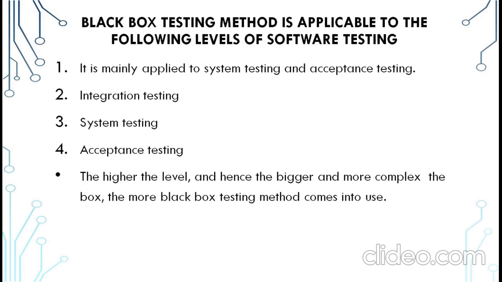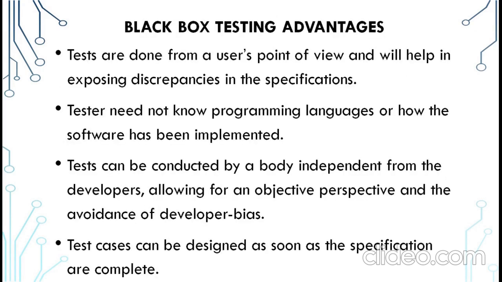Now, black box testing methods are applicable to the following levels of software testing: integration testing, system testing and acceptance testing. The higher the level, and hence the bigger and more complex the box, the more the black box testing method comes into use. We have some advantages: tests are done from a user's point of view and help in exposing discrepancies in the specifications. Anything missed out in the SRS can be exposed here.